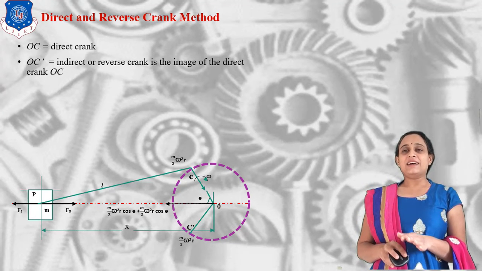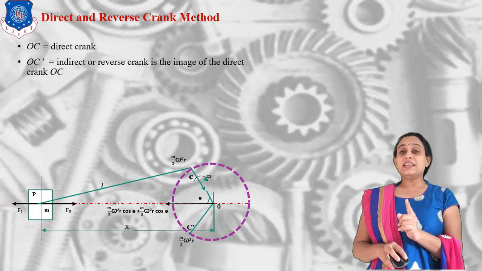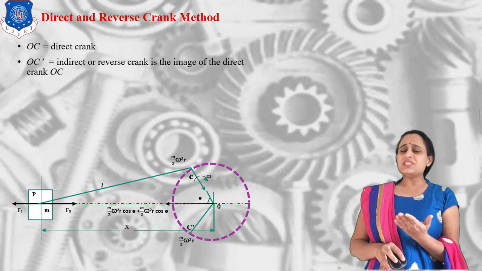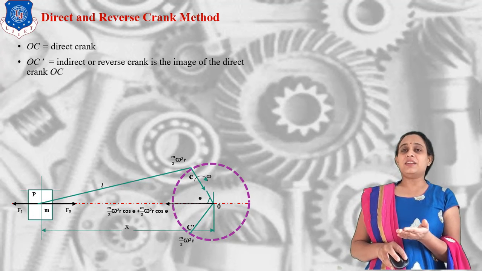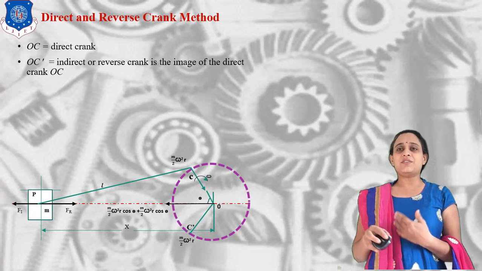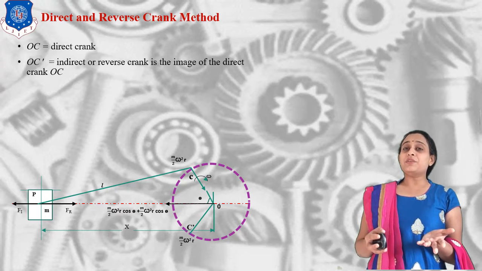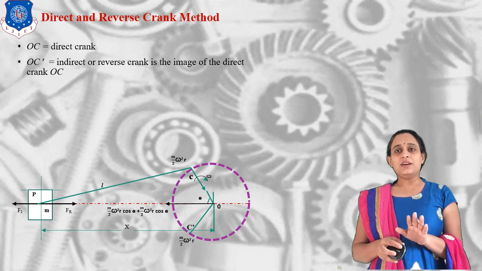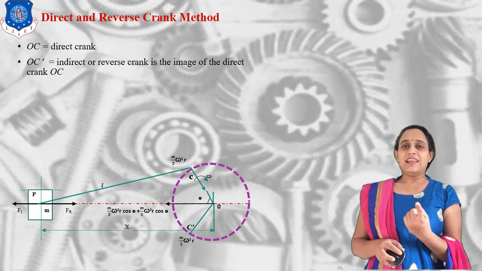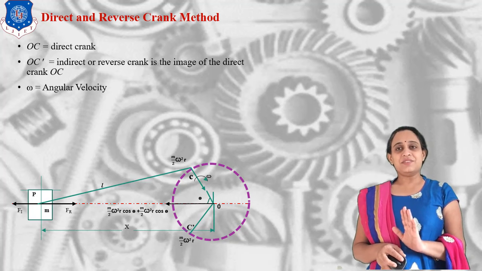Clear? So OC is the original crank, and OC dash is the reverse crank. The name imaginary crank may confuse you, because for the secondary crank we also use the name imaginary crank. So do not use that word, just use direct and reverse crank method. Hence, direct is the OC crank, and OC dash is the reverse crank.